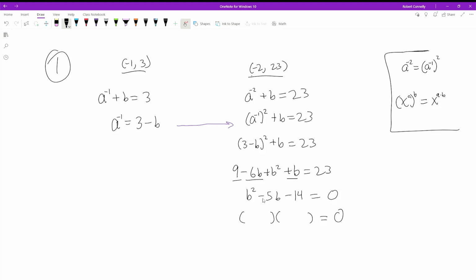So if I take a look at this quadratic, I don't have to use the quadratic formula here because I can factor this directly into b minus 7 times b plus 2 equals 0.